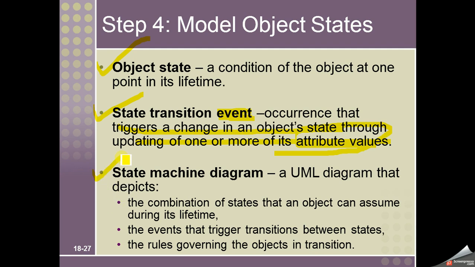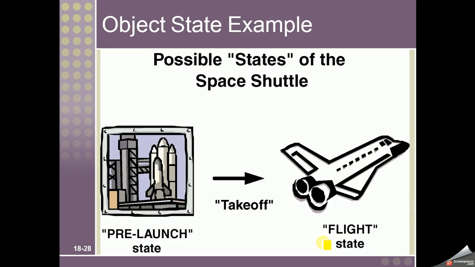And the diagram that is used to model these states is called a state machine diagram, which contains a combination of states that an object can have, the events that trigger the transition between these states, and the rules governing the object in transition. Let me show you a small example. Like here, let's say these are the possible states of a space shuttle. So we have a pre-launch state. This shuttle is ready to be launched, but a takeoff event will trigger a change in the state of the space shuttle from pre-launch state into flight state, right?